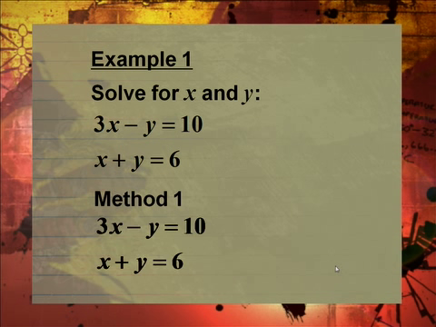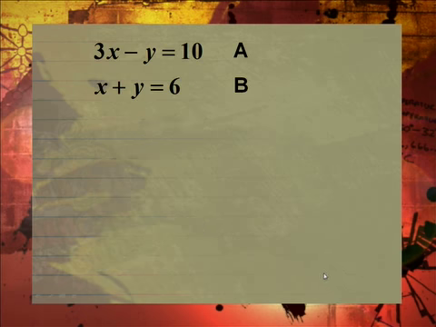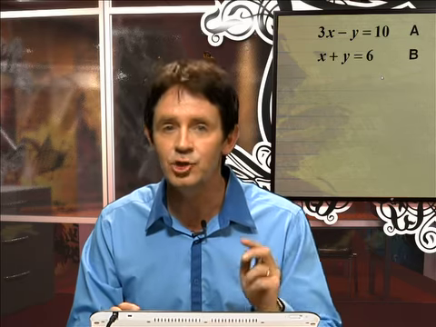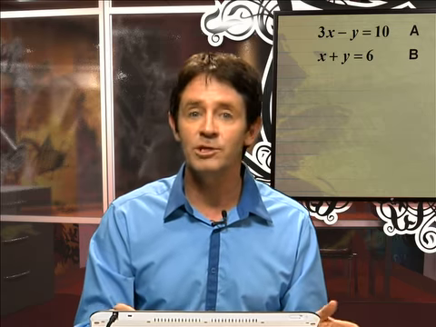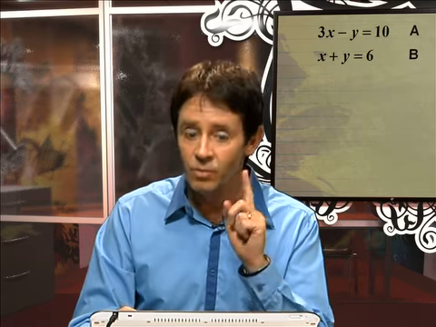Okay, I'm going to label the equations. The top one we're going to call A and the bottom one B. Now, if you put the equations with the x's underneath each other, the y's and the numbers, I always get my x's first, my y's and my numbers. What I'm going to do now, the idea is to eliminate, to get rid of either an x or a y. Now watch this very carefully.